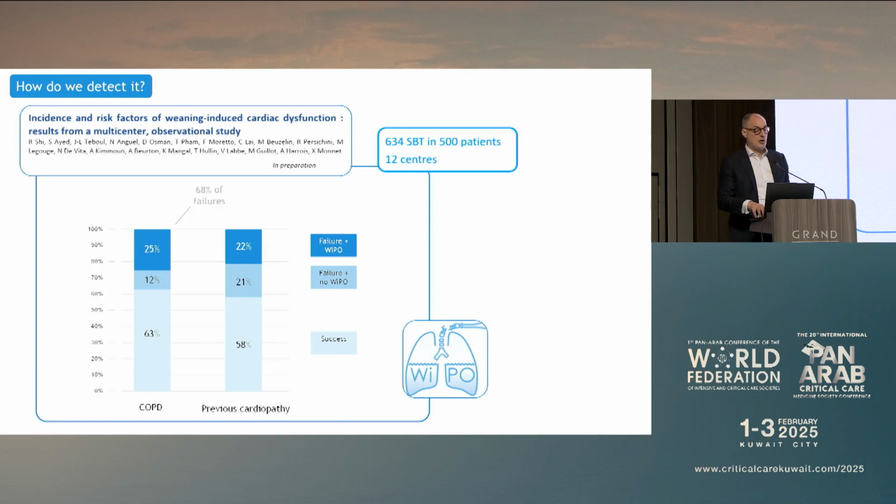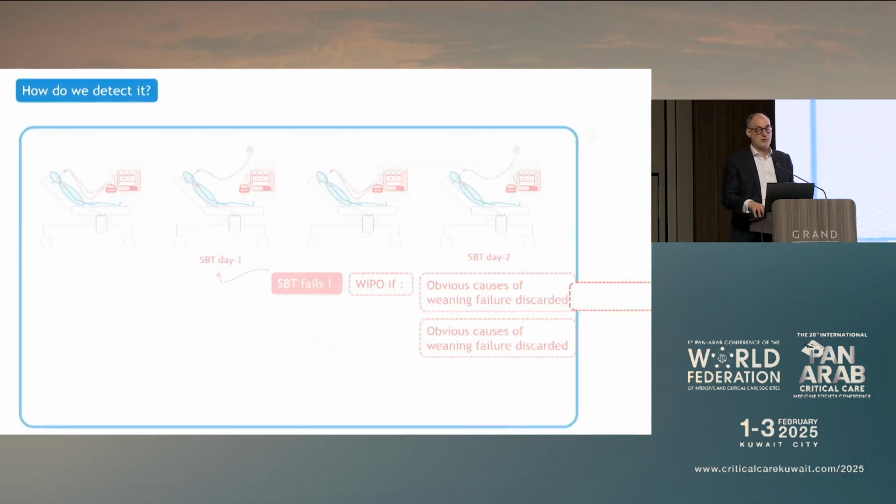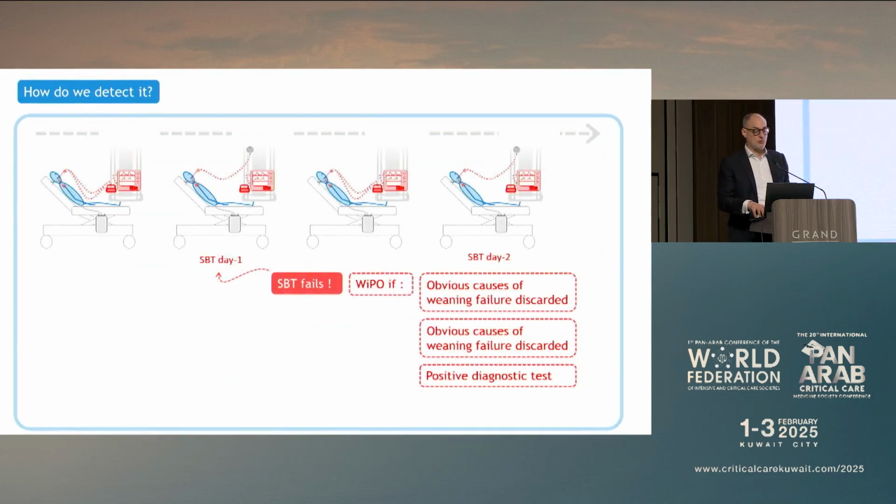In that study, we showed that weaning-induced pulmonary edema was responsible for 70% of respiratory SBT failures in COPD patients and 50% of the failures in previous cardiopathy patients, meaning that not only is this not an uncommon condition, but even more, this happens in some patients, and the risk factors are quite clear.